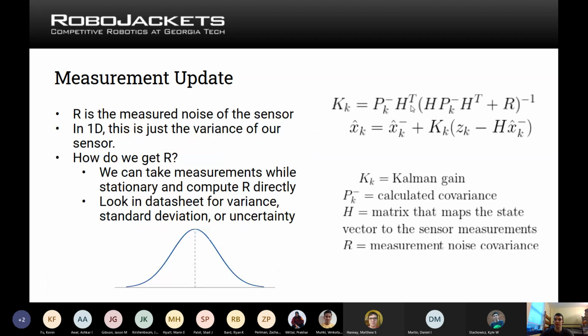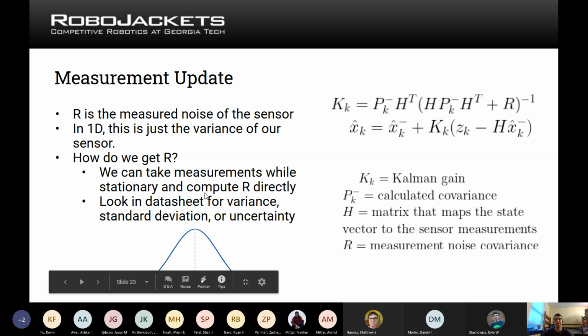R is also a part of this Kalman gain, and R represents the measurement noise of the sensor. In the 1D case, this is just the variance of our sensor. There are two real ways you get R in real life. One is you do a bunch of tests, and this is actually pretty easy. For a GPS, for example, you could place it stationary on a table, get a bunch of readings, and look at the standard deviation of those readings, and that could be enough to compute R.